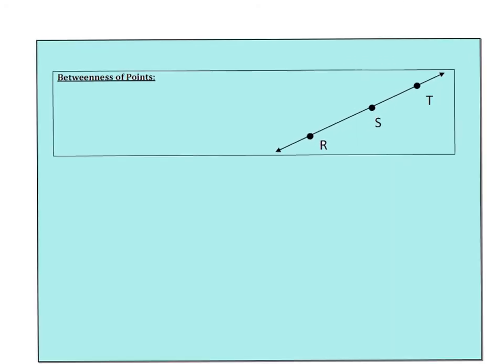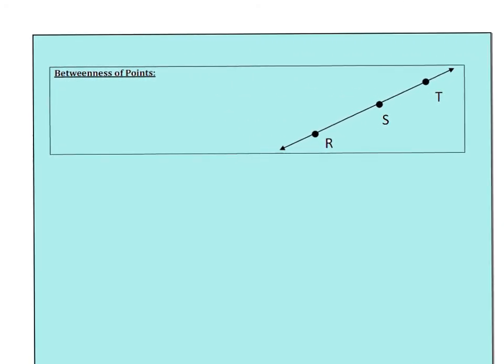This is one of the ideas in geometry that is rather painfully obvious, but we do need to mention it: the concept of betweenness of points. And here's all it says. If we say something is between something else, then it's going to be collinear.